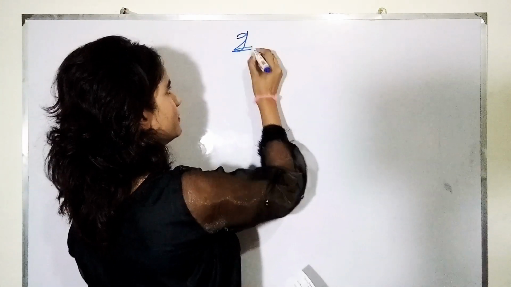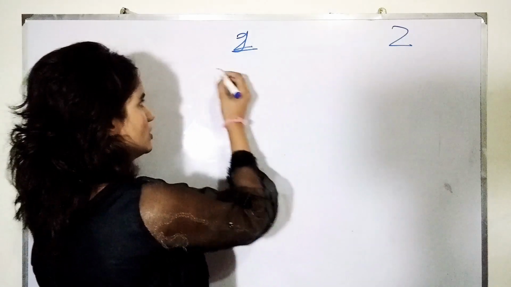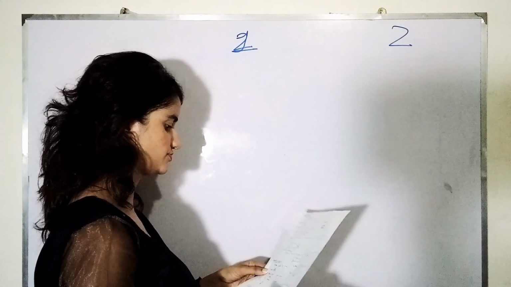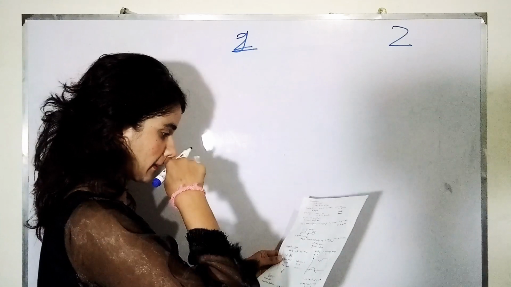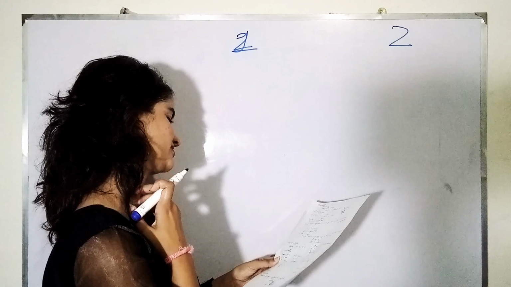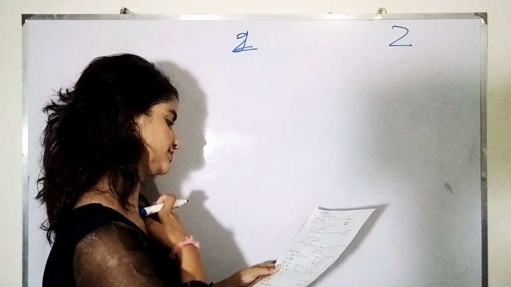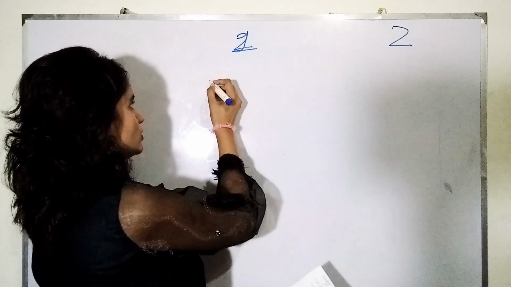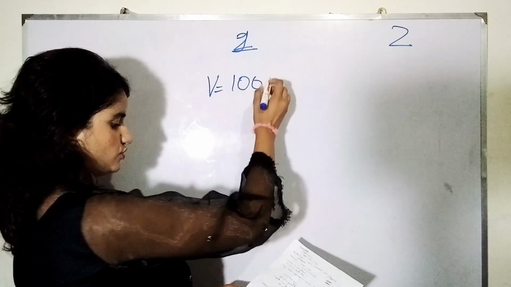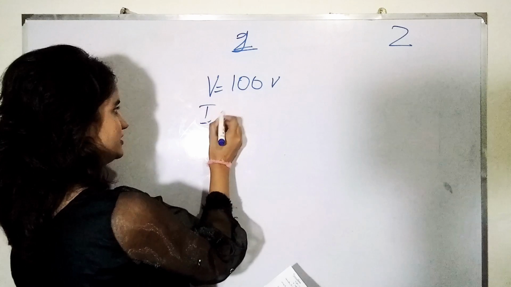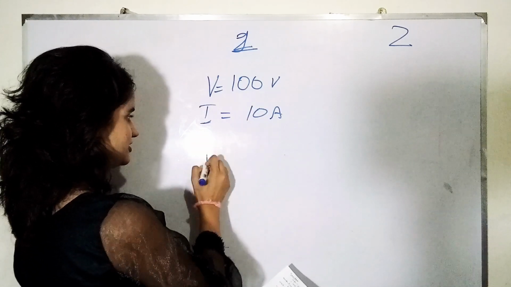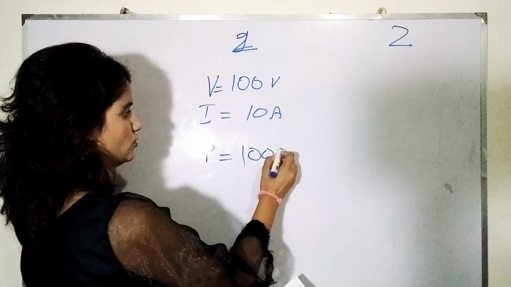Transformers, transformer number 1, transformer number 2. In this transformer, you would notice that the EMF is 100 volts and the current is 10 amperes. And in this circuit the power is 1000 watts.